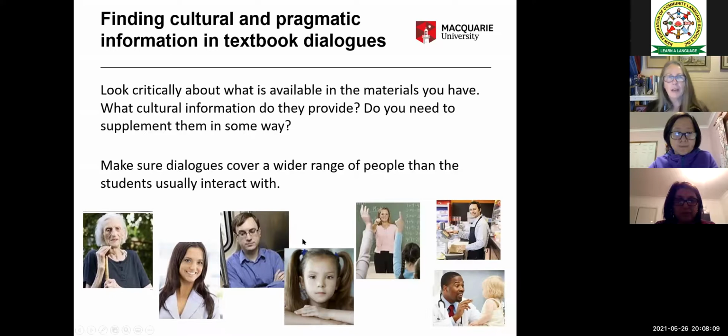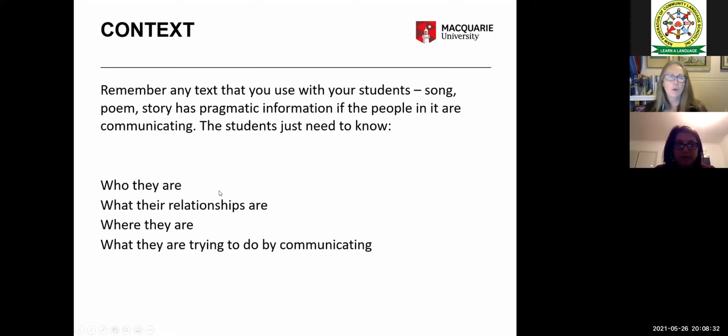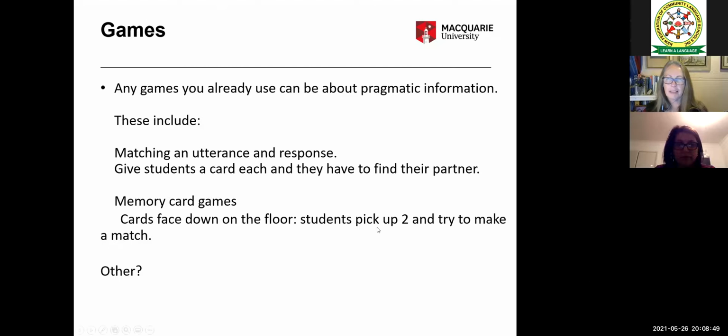Now, sadly, we're not going to have time to do the rest of the discussion, but these are the kind of things that you want to think about when you're considering context. So remember, any text that you use with your students, a song, a poem, a story, anything has got pragmatic information in it if the people are communicating. And the students just need to know who they are, what the relationships are, where they are, and what they're trying to do by communicating. And you can actually create a context where that will be clear for the students. You have to do it in a vivid kind of way. Okay, so there's the discussion that we didn't get done.